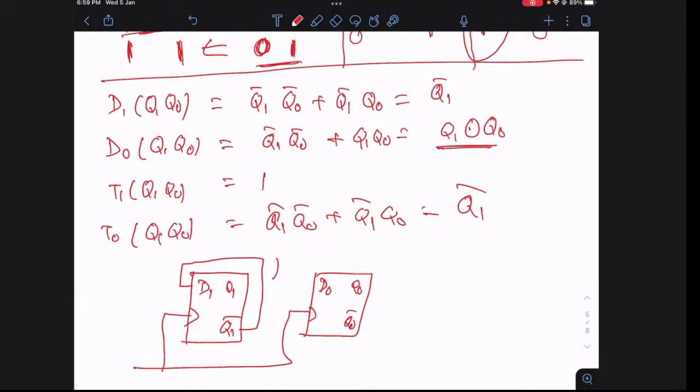So here I'm making an XNOR gate. One of the inputs is coming from Q1, the other is coming from Q0. So it is Q1 XNOR Q0. This is the corresponding circuit.